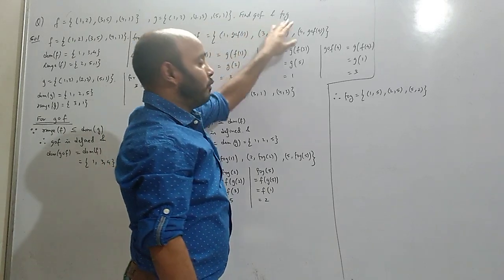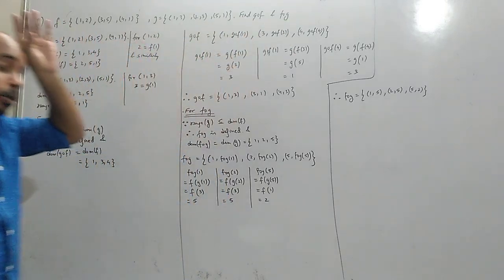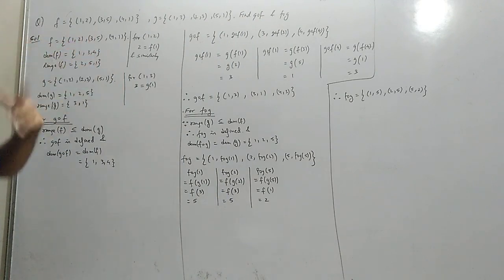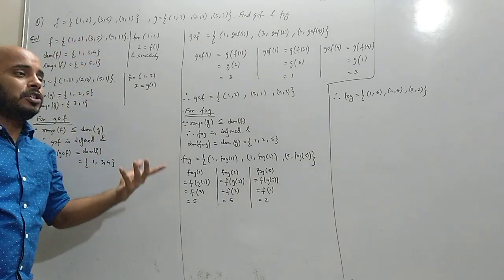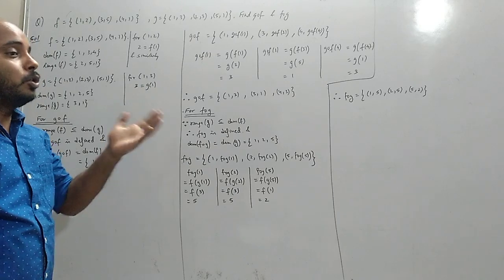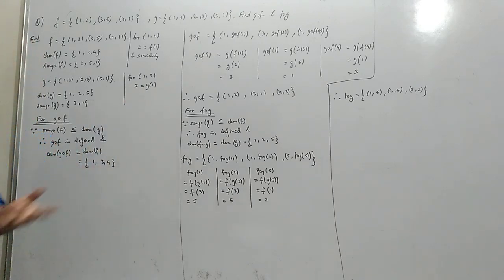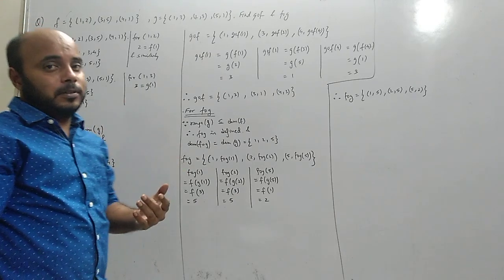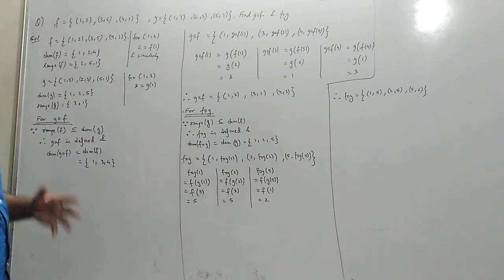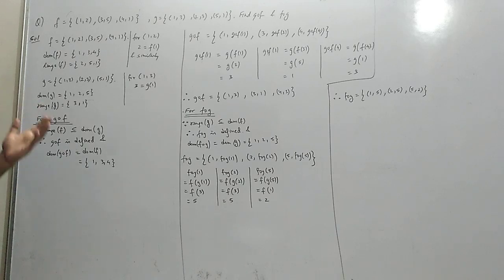Find GF and FOG. Okay, now I told you the theory that for any two functions, whether GF and FOG exist or not, we need to check first, right? We need to check whether GF exists or not, then only we can solve it. Understand? So first, for proving GF and FOG exist, we need to find range of F, domain of F, range of G, domain of G. So that I am doing here.